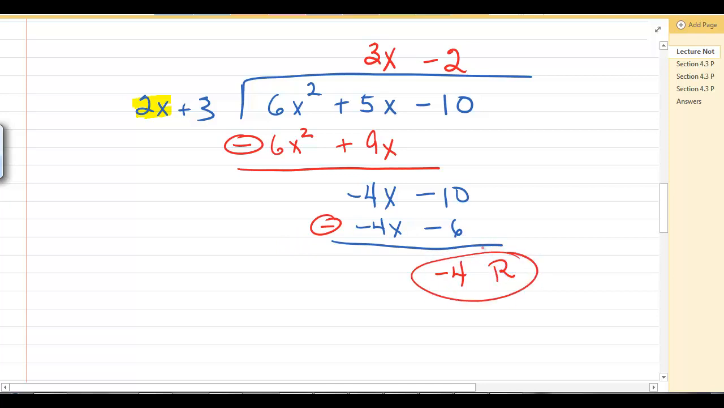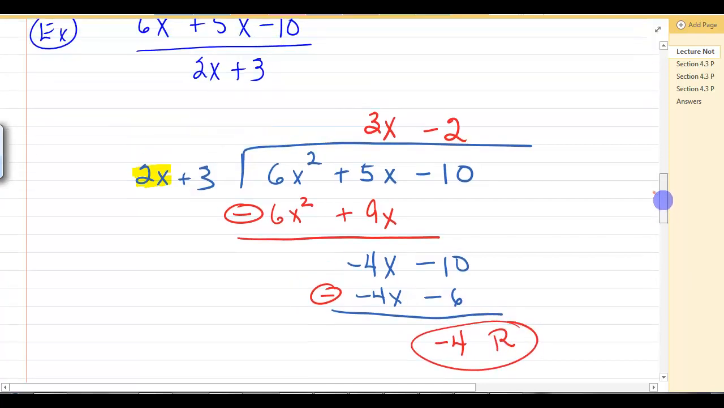All right? You sometimes will see this written as, instead of remainder 4, so you could have a remainder negative 4, or you could have minus 4 over 2x plus 3, where you put the remainder over the divisor. So either way is something that you might see in your problems.